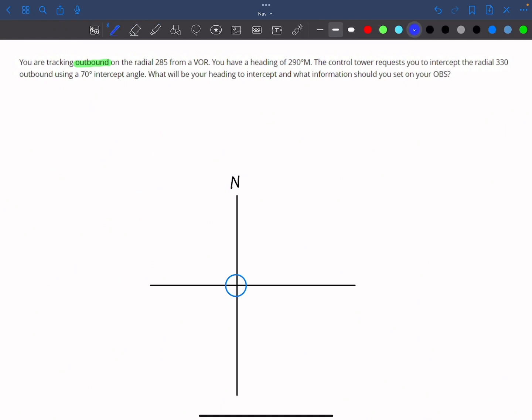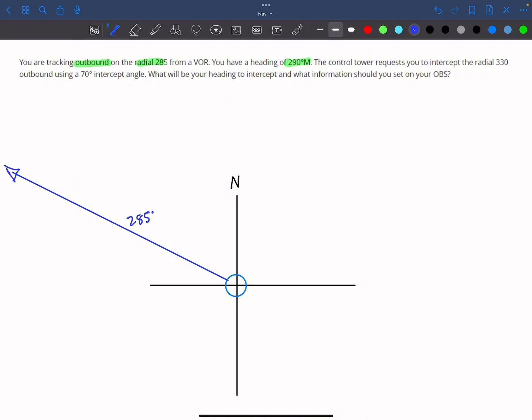We can also see that we're on radial 285, and we have a heading of 290. Okay, radial 285 and heading 290. So where is radial 285? Radial 285 is approximately here. Call this 285 degrees, and we're tracking outbound. So once again, we're going outwards.